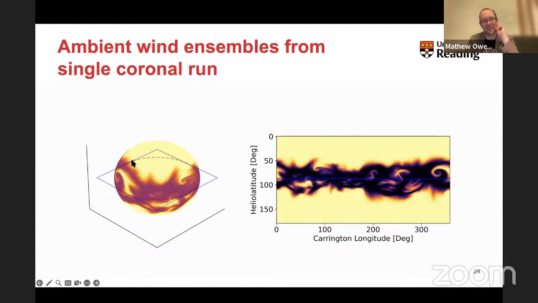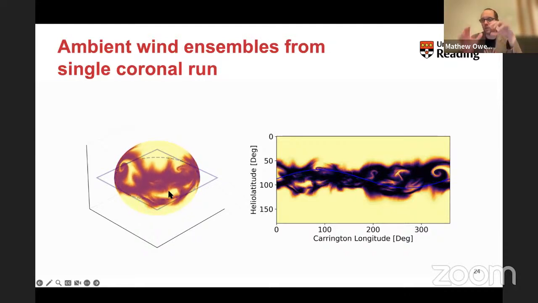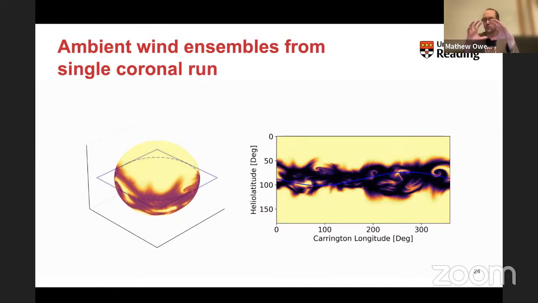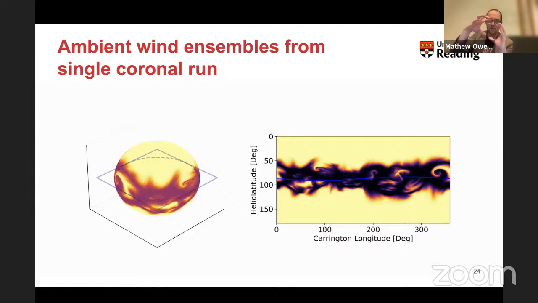Here's the inner boundary for our model. This is a sphere at 0.1 AU, so close to the Sun, and the colors are solar wind speed. And what we do is instead of just taking that inner boundary condition as it is, we say, well, what if we tip it this way a bit, or what if we tip it that way a bit, or this way a bit?